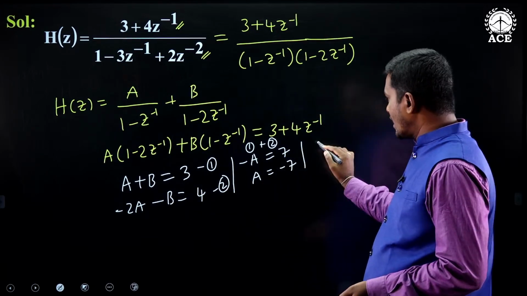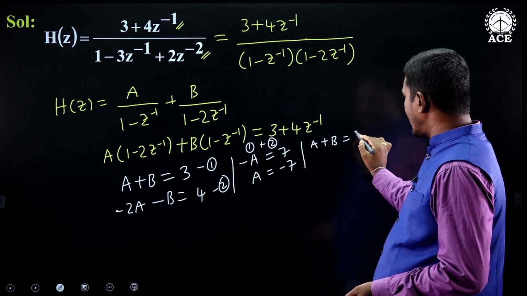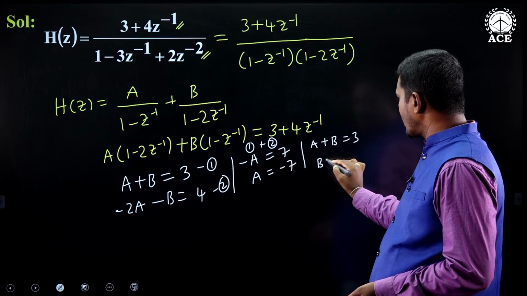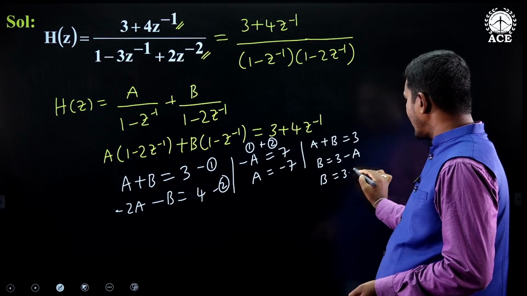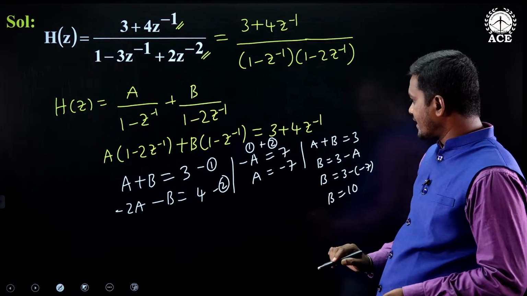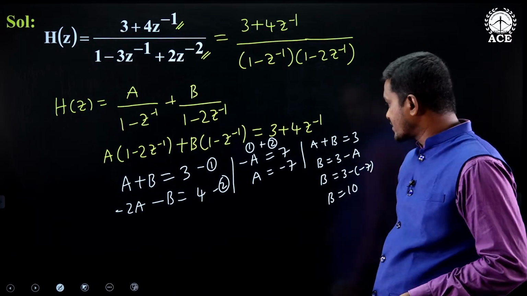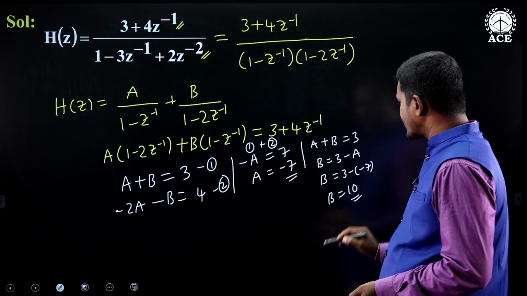You can do it directly. How much is B? Tell me. A plus B equals 3, na? Then B equals 3 minus A. So B, how much will you get? 3 minus of minus 7. So B you will get as 10. Okay? Yes. Correct, 14 minus 10 is 4. So A is minus 7 and B is how much are you getting?